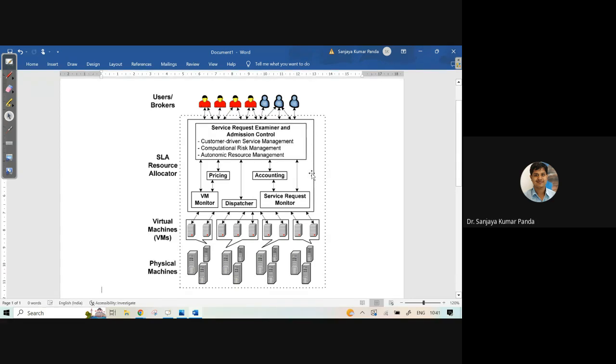So the user is an external entity. It is not an internal entity. That's why you can see there is a dotted box here, right? The dotted box is your cloud infrastructure, but the user is outside that particular infrastructure. The user enters the cloud infrastructure with the help of a service request, right? So the user has specific requirements.